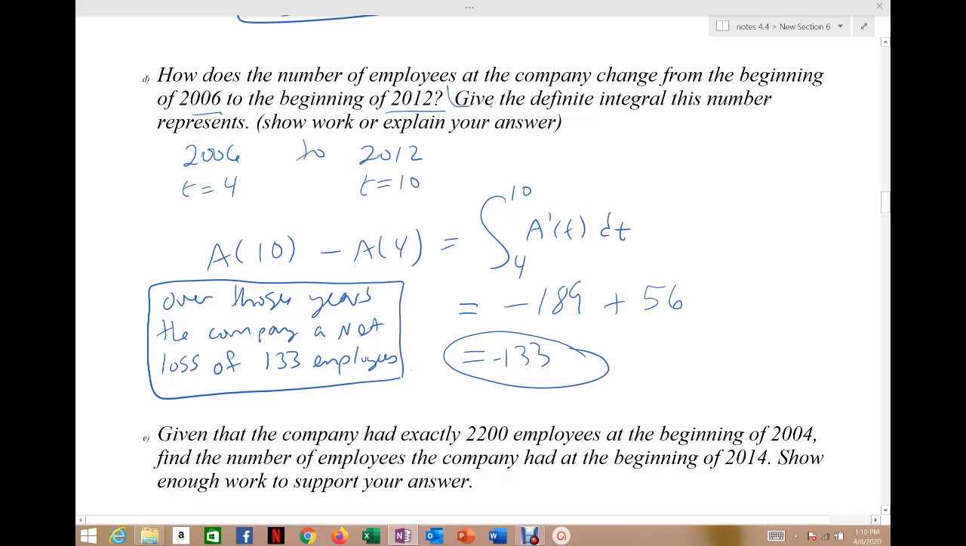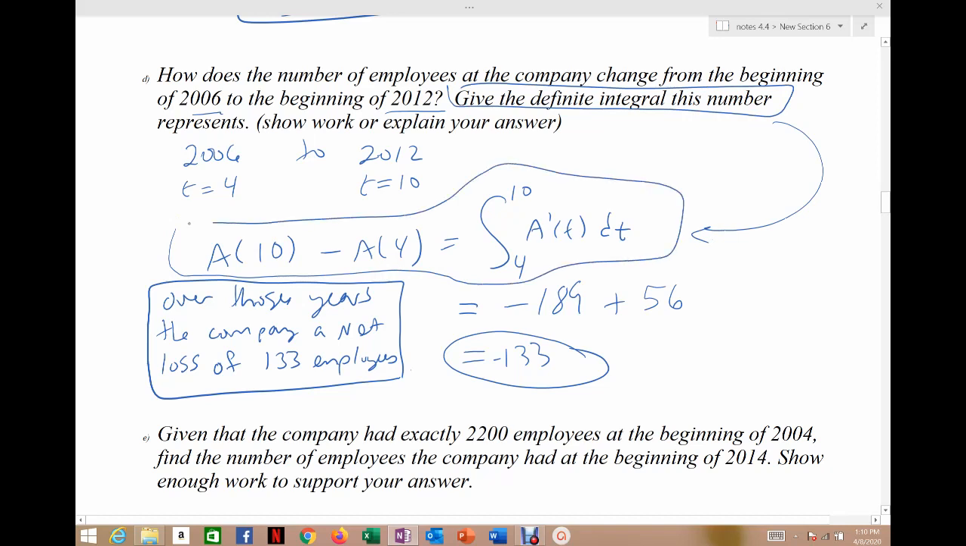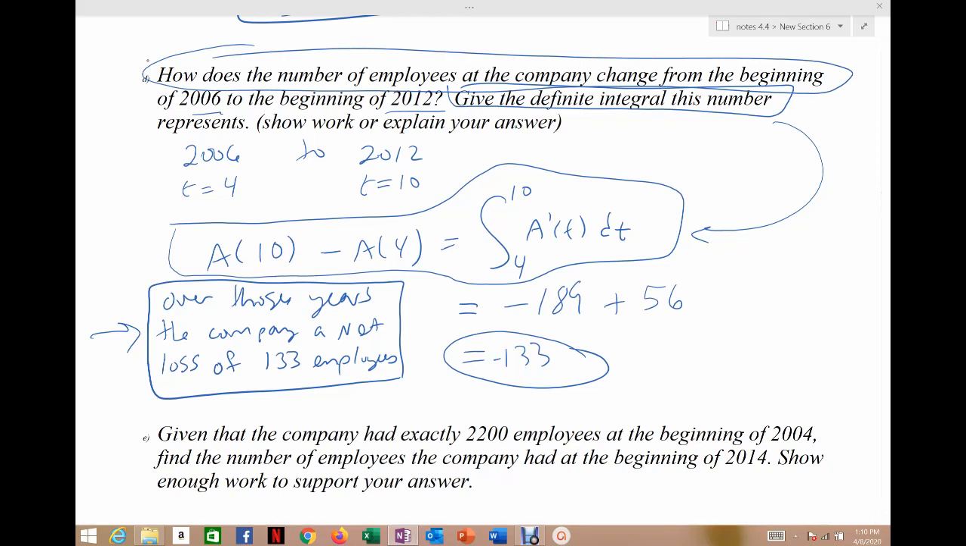All right, and again, I did ask for the definite integral, and so this is what the definite integral is looking for. So this is what I'm looking for when I'm asking for it. I want to see this. This is what you're solving. And then make sure you answer the question. How does the number of employees change? Well, it changes by there was a loss. They lost a lot of employees over those years. We know exactly how many: they lost 133 altogether. Now, the first few years they lost 189, but then they got to hire 56 people back. But remember, it's a net change.